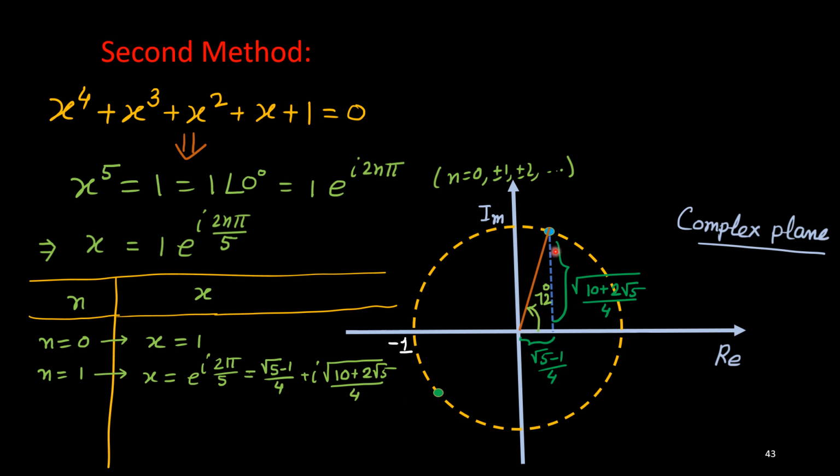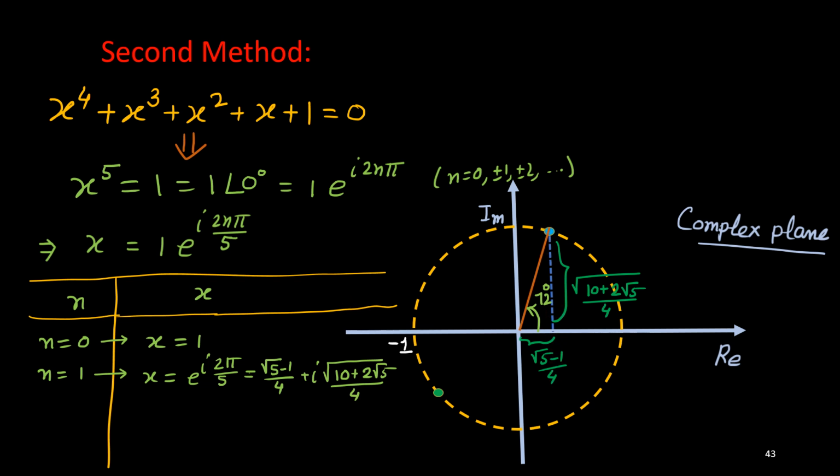So here you can see the phase is 72 degrees and the magnitude is 1, so the point is here. This is the corresponding complex solution. Real part is square root 5 minus 1 upon 4, and this is the imaginary part.